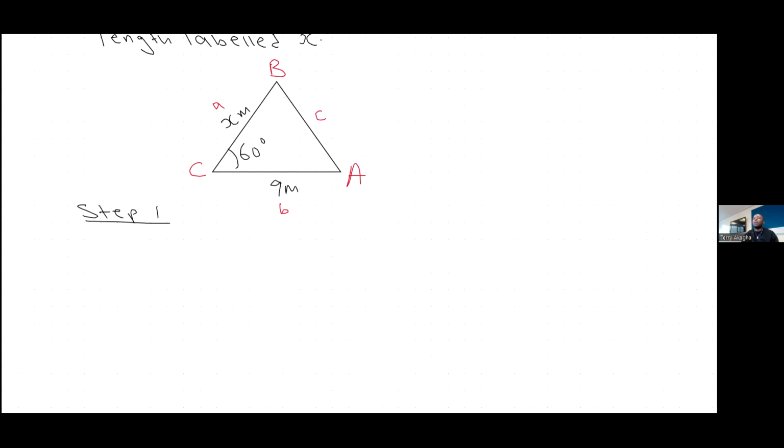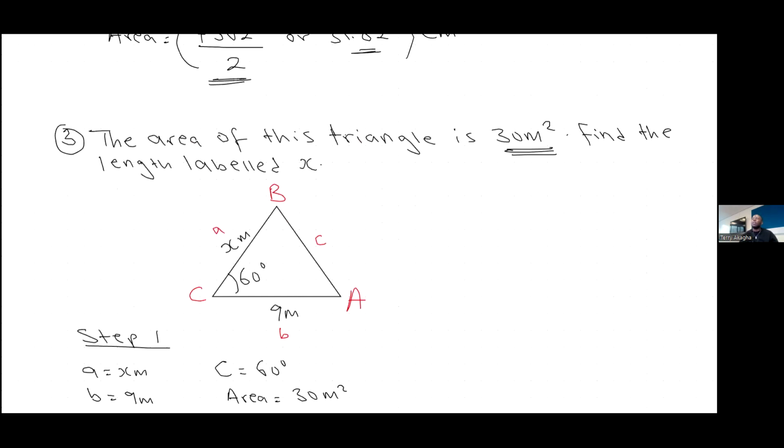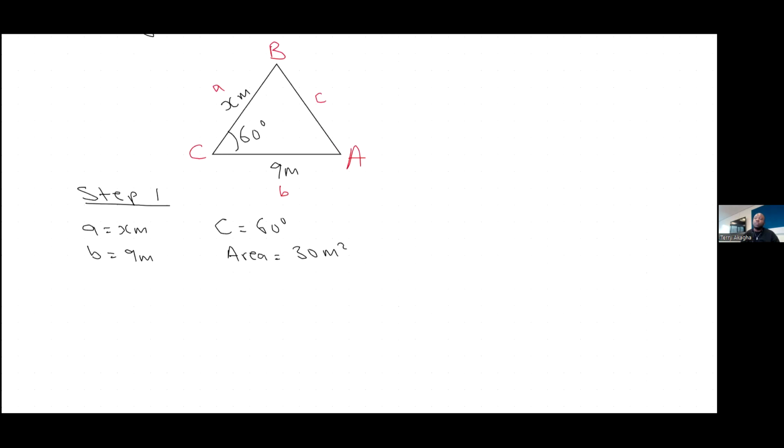Based on this, I can now say a is equal to X meter. b is equal to 9 meter. C, which is the angle, is equal to 60 degrees. And the area was given to be 30 meters squared. From the question, you can see the area was given to be what? 30 meters squared. So with this now, we can solve.